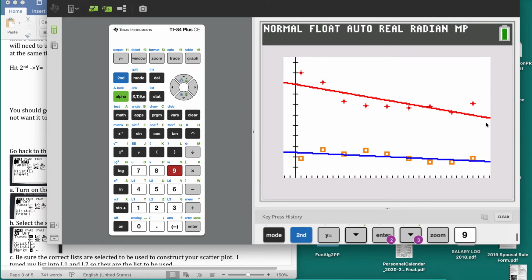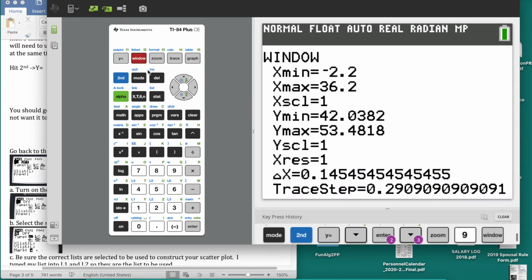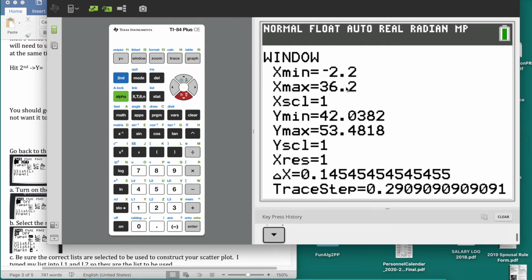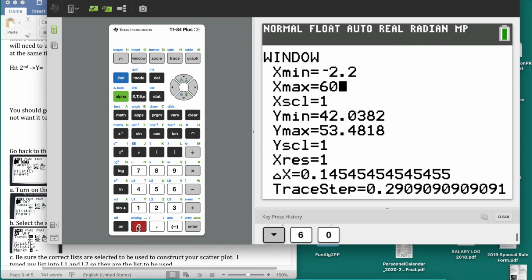You can see the points. The female's time is going down. The men's time is going down a little bit, but not quite as much. So we know they're going to intersect somewhere out here. I need to extend my X value a little bit. So I'm going to go to Window. My X value is at 36. I'm actually going to extend it a good amount. Let's extend it to 60. I'm going to leave my Y's where they are, and let's see what it looks like.